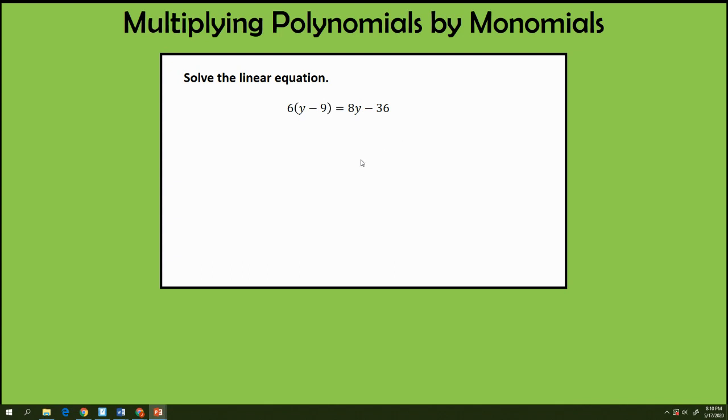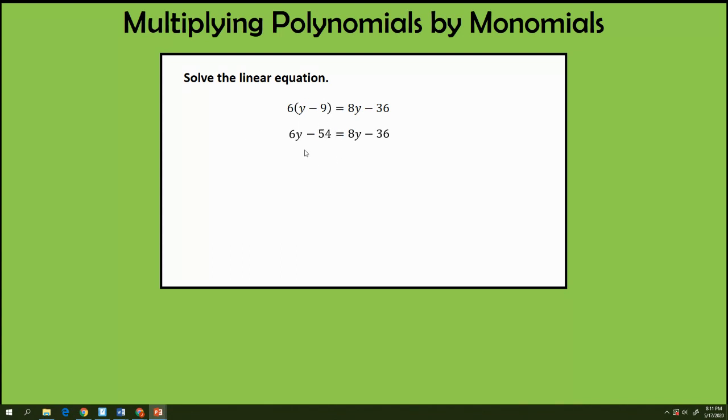Now, I gave you that step-by-step procedure on how to solve equations. And the first thing I said is you want to simplify each side of the equal sign. So on the left side, we want to distribute the 6 through the parentheses. That's multiplying a monomial by a binomial. So we're going to do 6 times y, which is 6y. We're going to do 6 times negative 9, which is negative 54. And then the right side is already as simplified as it gets. It's just 8y minus 36.